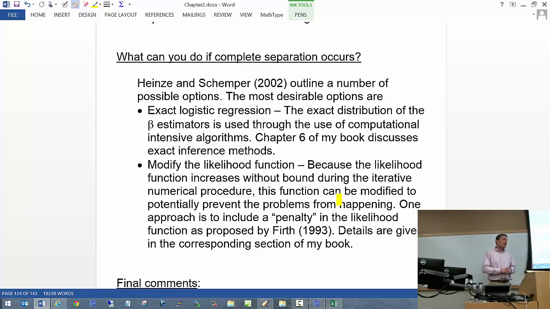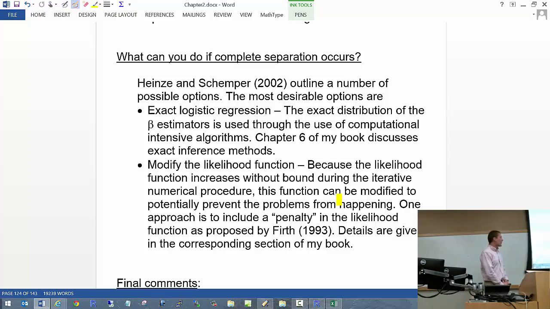Now, remember how we've said that our beta hats have an approximate normal distribution because they're maximum likelihood estimates, right? Well, that's not the exact distribution of the beta hats. Instead, the exact distribution is essentially discrete. We talked a little bit about exact distributions before with the Clopper-Pearson interval. So what exact logistic regression does is it uses the actual exact distribution of these beta hats to try to make inferences. Take a look at chapter 6 of my book if you want more information. Again, you simply don't have time to discuss everything.